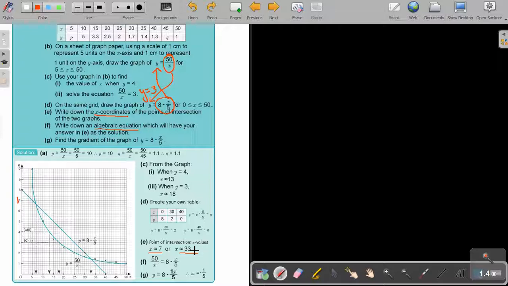Then find the gradient of the graph. Now remember, the gradient is the coefficient in front of x. Now be careful, there is x down at the back, and the coefficient will be this. So in this case, it will be negative 1 over 5, or just negative a fifth. And don't forget your negative sign. Okay, and that's how you do it.